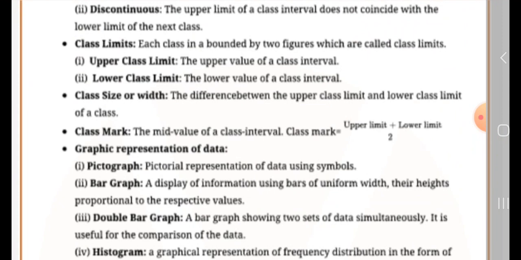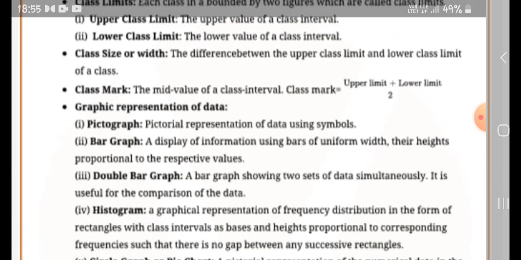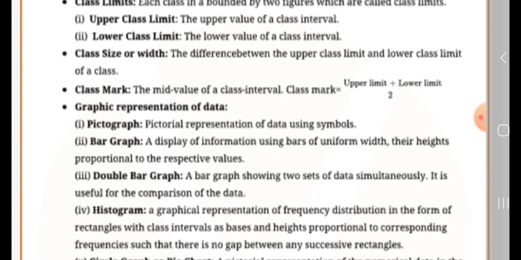Next, discontinuous: the upper limit of the class interval does not coincide with the lower limit of the next class. And the class limit: the upper value of the class interval is the upper class limit, and the lower class limit is the lower value of the class interval. Next, class size or width is the difference between the upper class limit and lower class limit of a class.